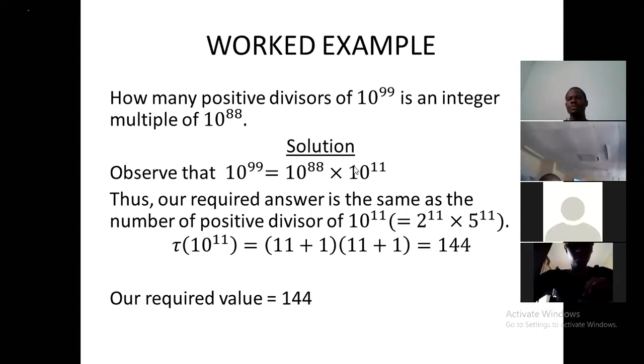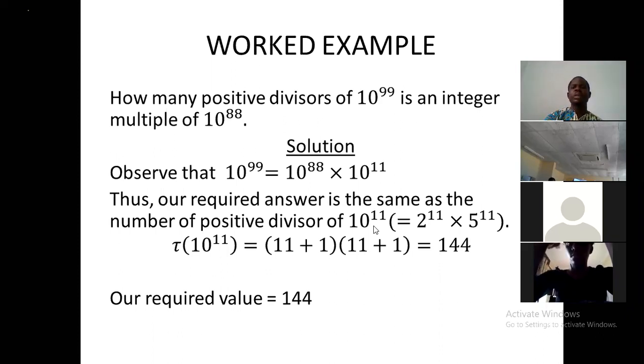Okay? All right. So that's why I say our question is the same thing as saying the number of divisors of 10^11. So we want to find the number of divisors of 10^11. So it's the same thing as saying find the tau of 10^11.